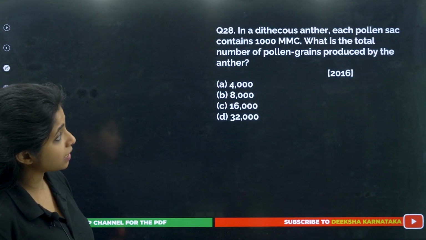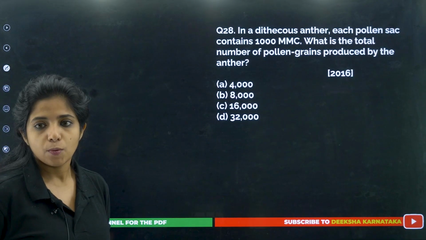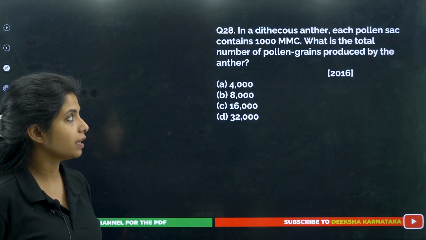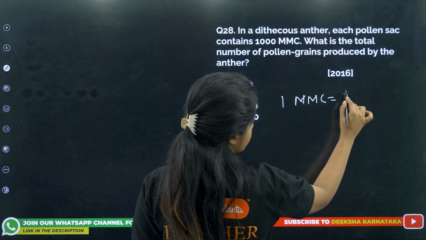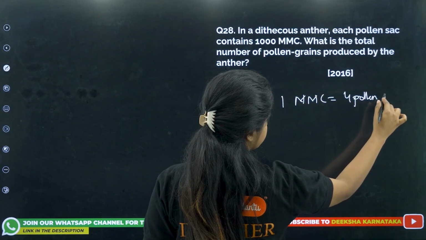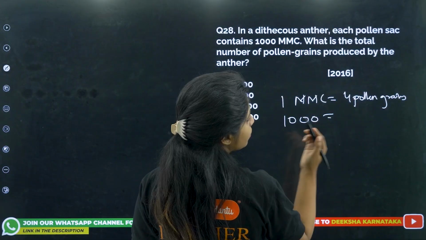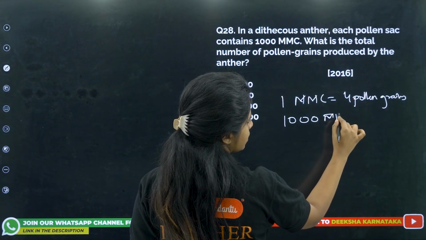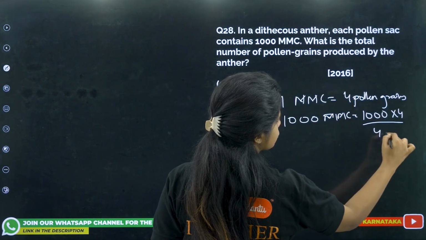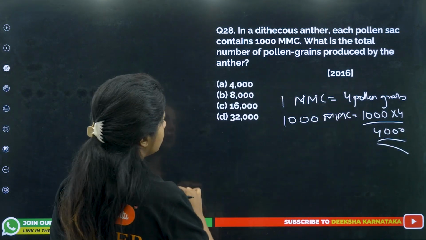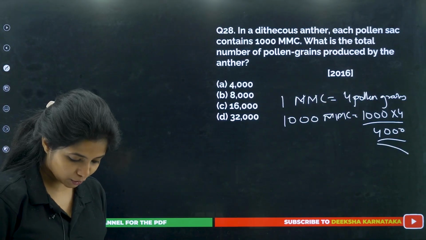28. In a dithecous anther, each pollen sac contains 1000 MMC, microspore mother cells. What is the total number of pollen grains produced by the anther? So 1 MMC produces 4 pollen grains. So 1000 of them will be producing how many? 1000 into 4, which is 4000. Is it 4000?